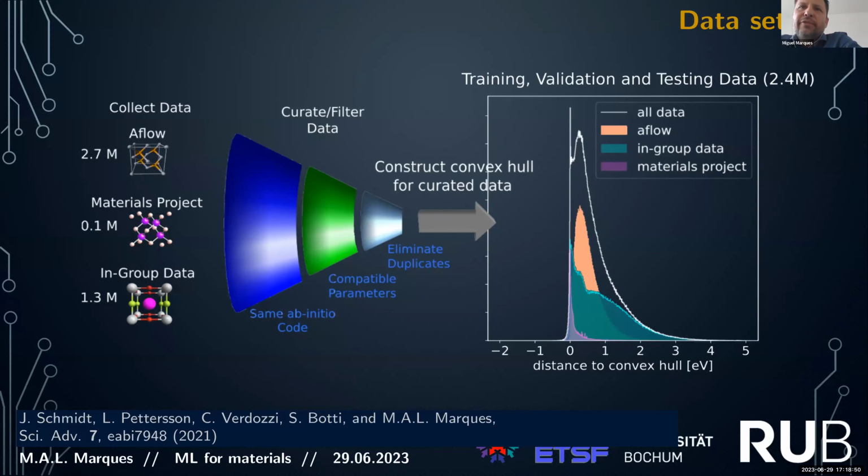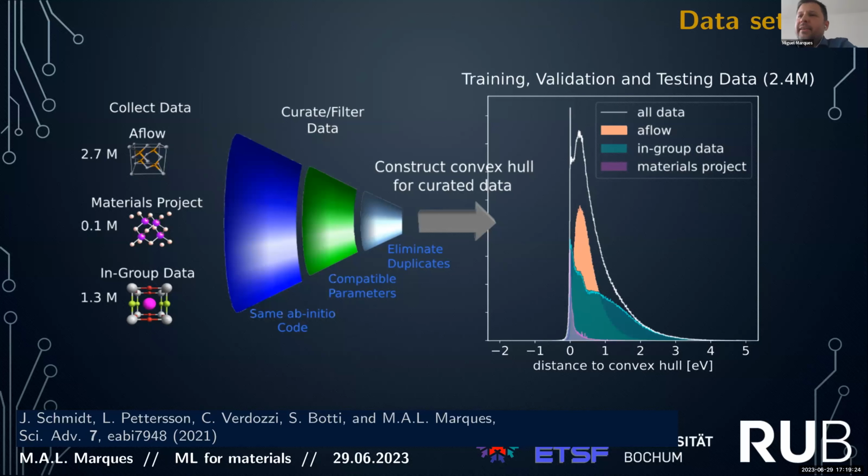So we used Dayflow, Materials Project, and we also have quite a lot of data already in our own group. This has changed by now. By now, we no longer use Dayflow and only a very small part of the Materials Project, but this was the situation 3 years ago. We curated this data. This means we filter, try to remove duplicates, keep data only with compatible parameters, and so on and so forth. And in the end, we had a data set of around 2.4 million entries.